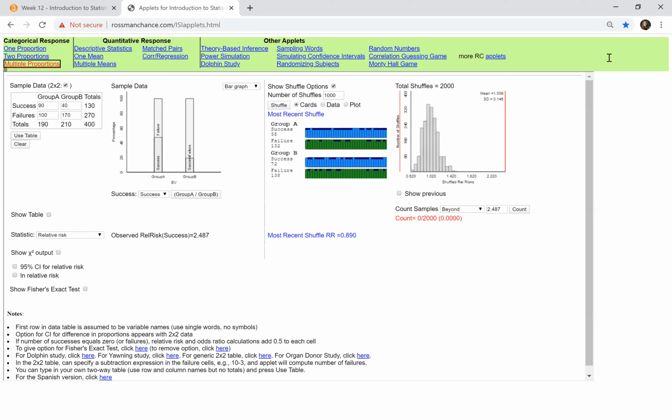Now this distribution is centered close to 1 because we're assuming there is no association. So our relative risk would be equal to 1. Questions on the applet?